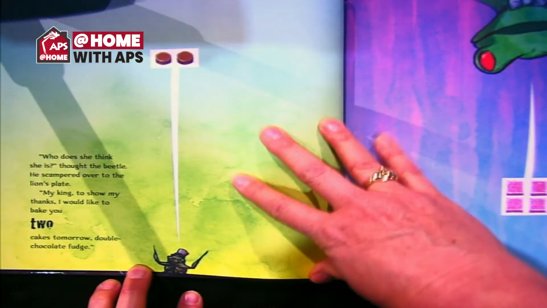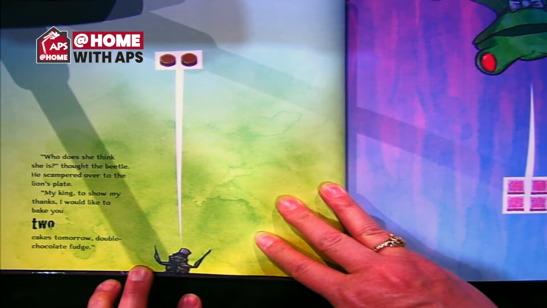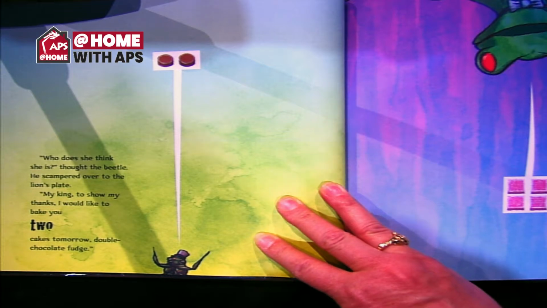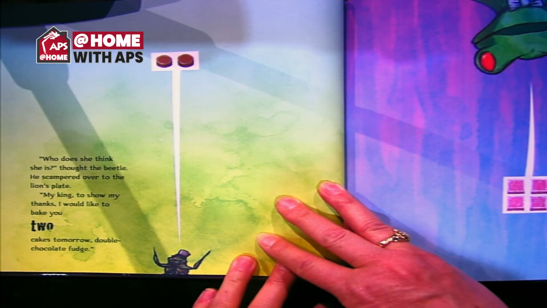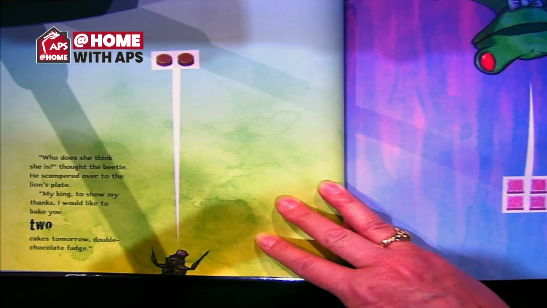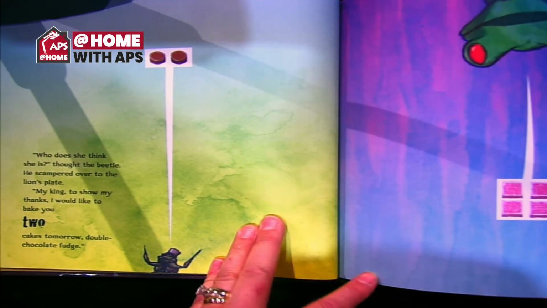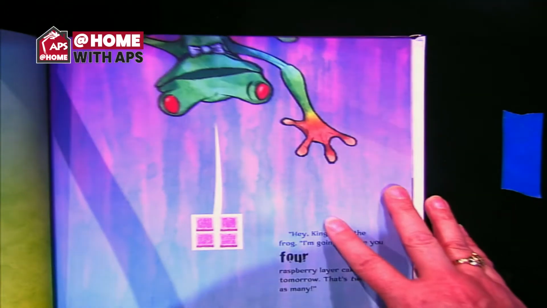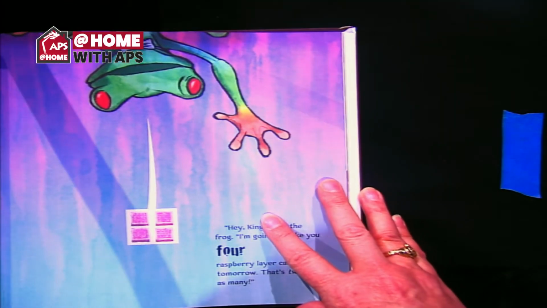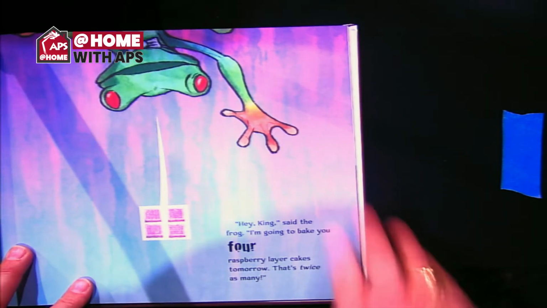Who does she think she is, thought the beetle. He scampered over to the lion's plate. My king, to show you my thanks, I would like to bake you 2 cakes tomorrow. A double chocolate fudge. Boy, the king's going to really have a lot of cake now. 2 double chocolate fudge, and 1 strawberry. Let's see. I think there's a pattern going on here.